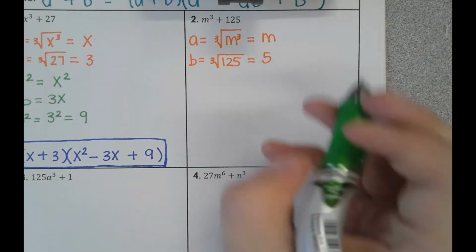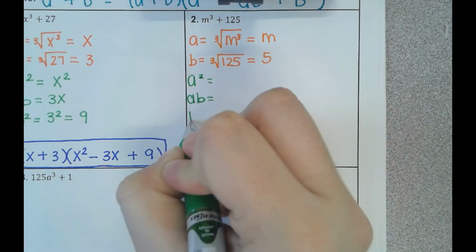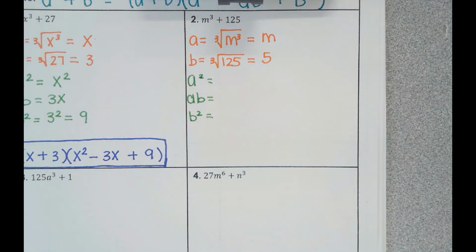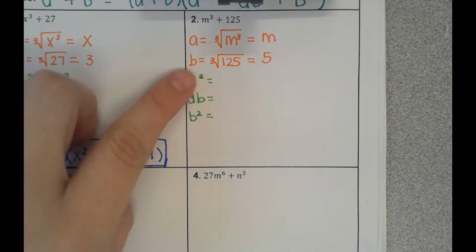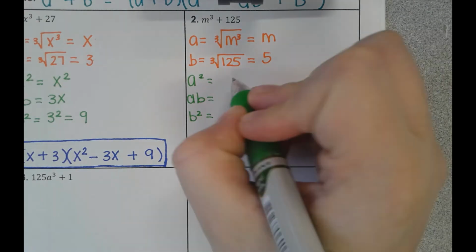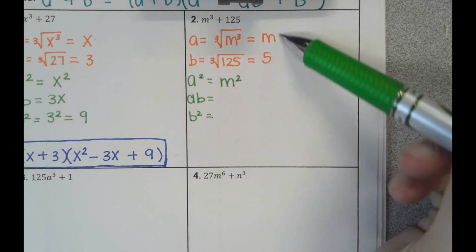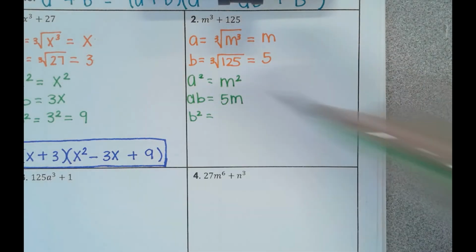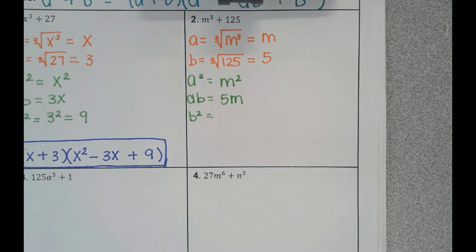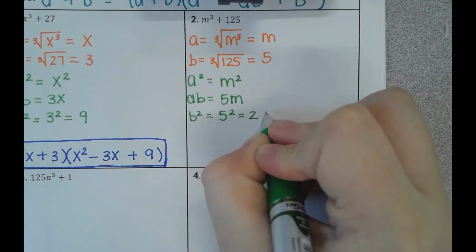See if you can fill in these other parts. It's really similar to the last problem. See if you can fill those in. All right, so a squared, that's just m squared. And then ab, that's where I multiply the 2. Well, m times 5 is just 5m. And then for b squared, that's 5 squared, which is 25.